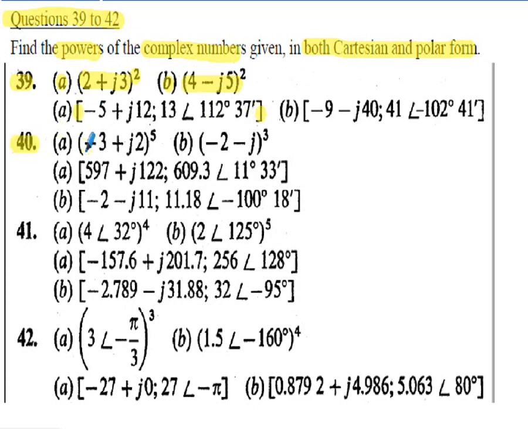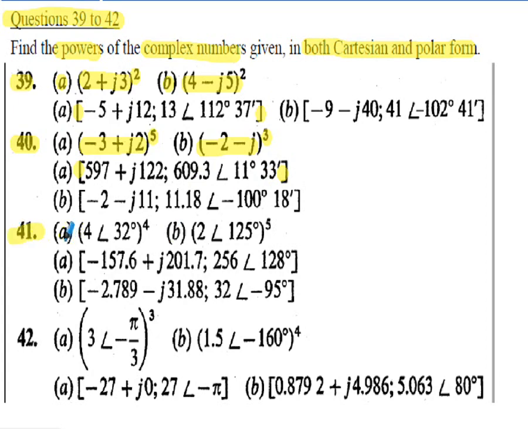In question 40, we're asked to find negative 3 plus j2 all to the power of 5. Now, because that's to the power of 5, I don't think I would want to go through that in Cartesian form. I think I'll put that straight into polar form, use DeMoivre's theorem to find the solution, and then convert into Cartesian form. And the same for part B with the negative 2 minus j cubed term. Again, solutions are shown in the square brackets.